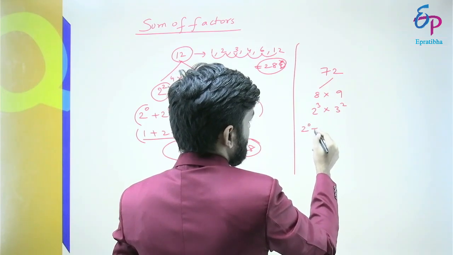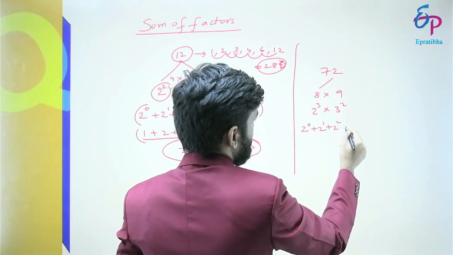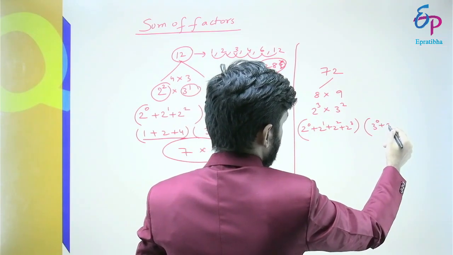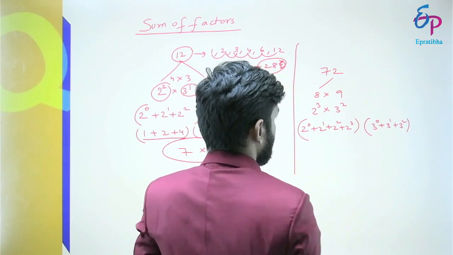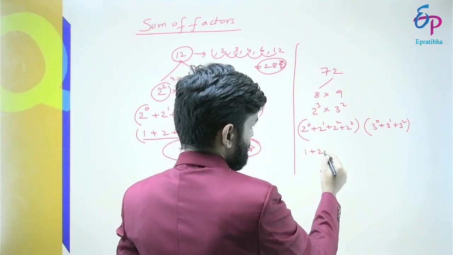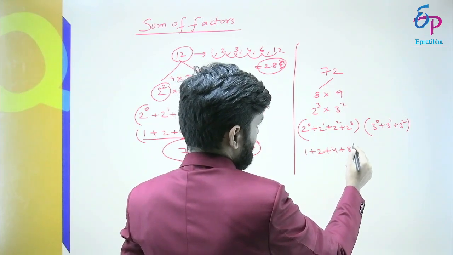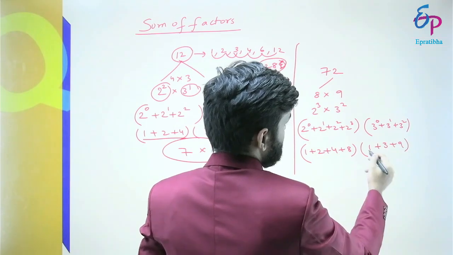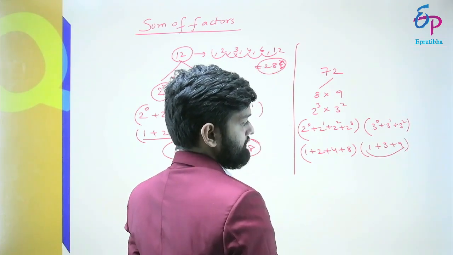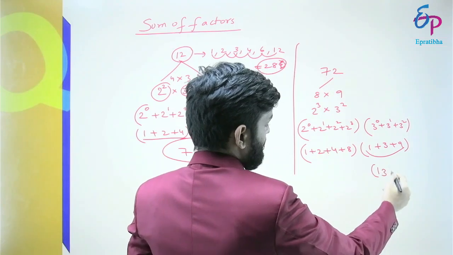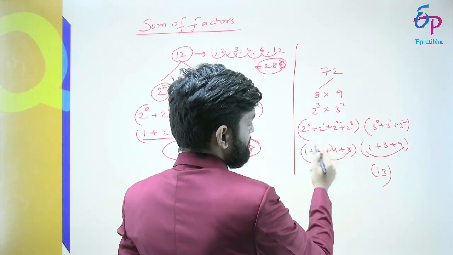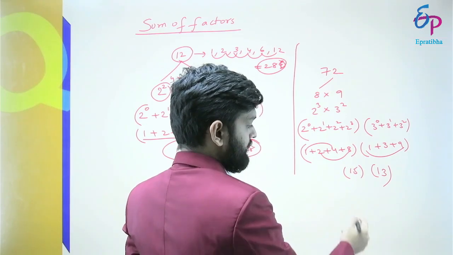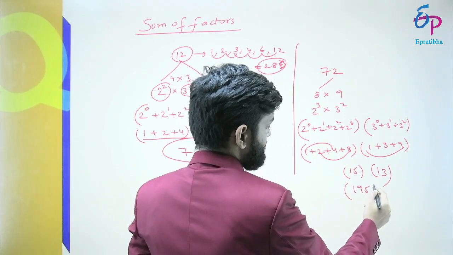So 2 power 0 plus 2 power 1 plus 2 power 2 plus 2 power 3, into 3 power 0 plus 3 power 1 plus 3 power 2. So this is 1 plus 2 plus 4 plus 8, into 1 plus 3 plus 9. Here 1 plus 2 plus 4 plus 8 is 15, and 1 plus 3 plus 9 is 13. 13 into 15 is 150 plus 45, so 195 is the answer.